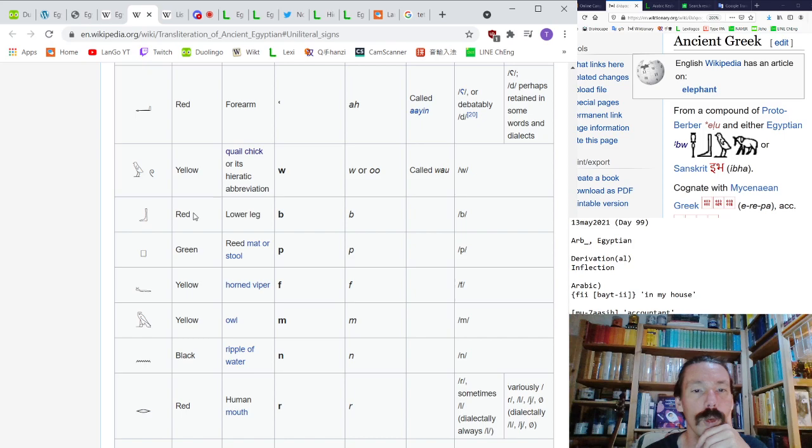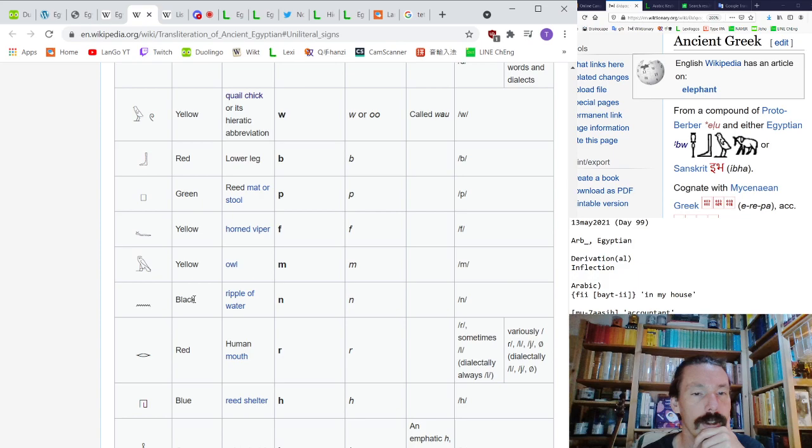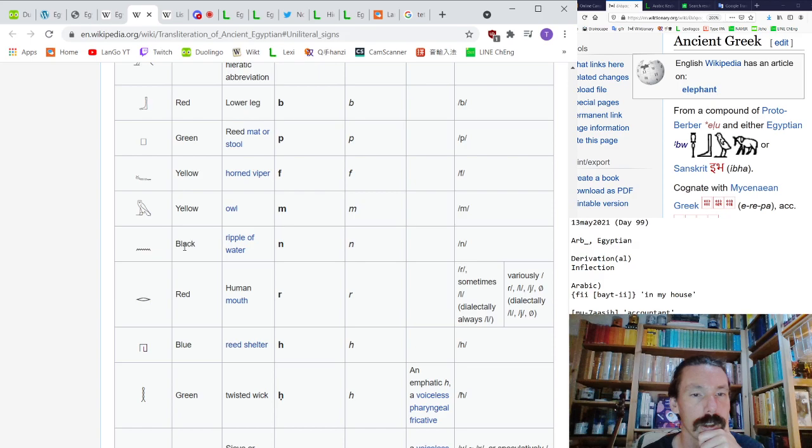Is there any connection between the color and the phonetic features? I don't know. The owl is also yellow. I think maybe. I don't know. The color is mostly, I think, just the color they wanted it to be because it's a picture.